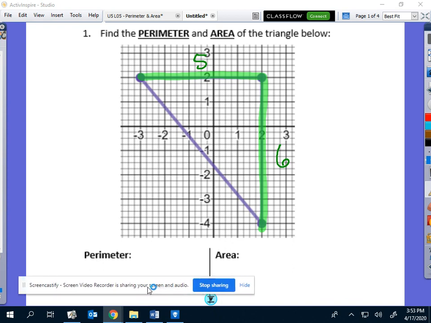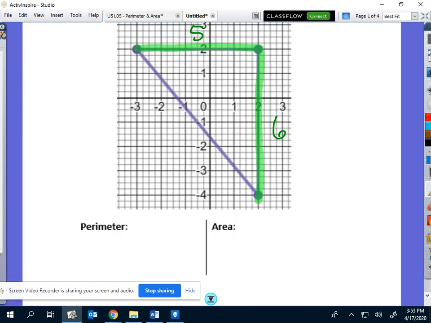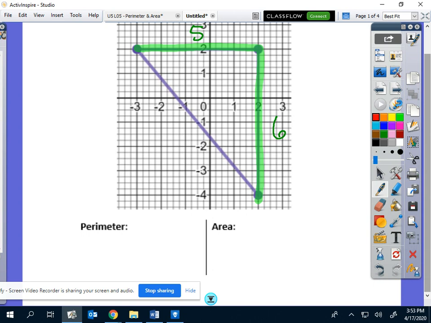Because your area, if you remember, is just your base times your height. And your base and your height, like we talked about in the first video, are always going to be your two lengths. So my area here is actually 5 times 6 divided by 2. In this case, 30 divided by 2 is 15. 15 units squared.